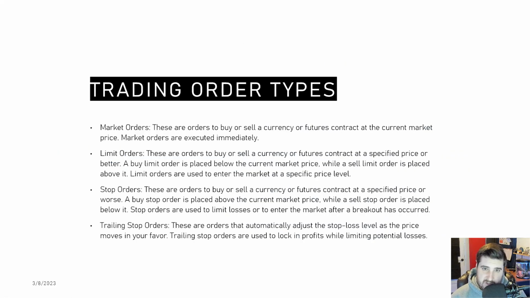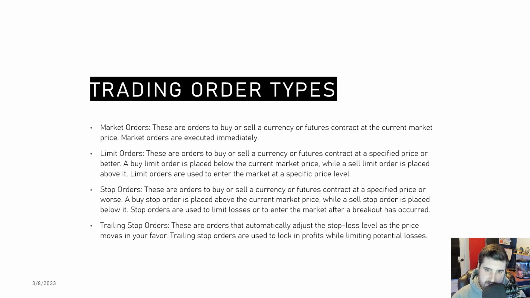Just going over these one more time, we got market orders, limit orders, stop orders, and trailing stop orders. If you don't remember or for some reason you skipped over our past video when we broke this down, go into that video. I'm just going to quickly run through these definitions for you. Market orders, these are orders to buy or sell a currency or future contract at the current market price. Market orders are executed immediately. Limit orders. These are orders to buy or sell a currency or future contract at a specific price or better. A buy limit order is placed below current price, while a sell limit is placed above it. Limit orders are used to enter a market at a specific price level.